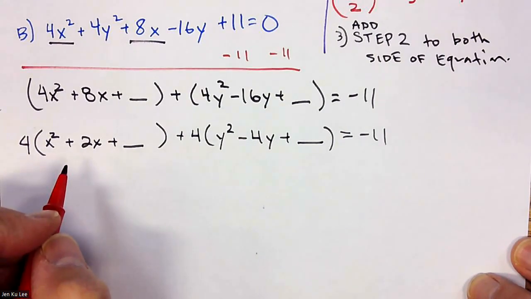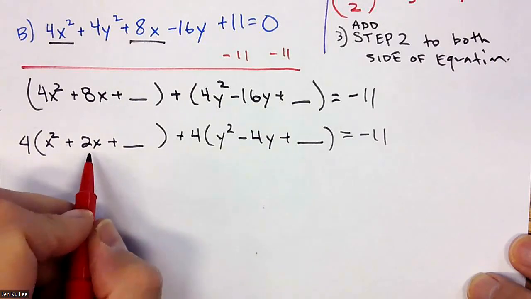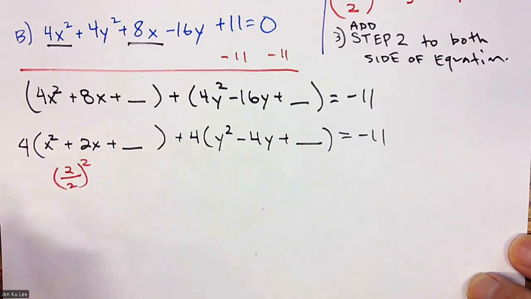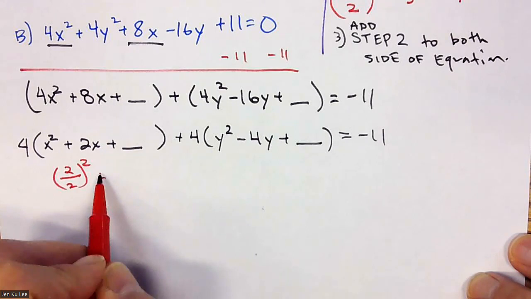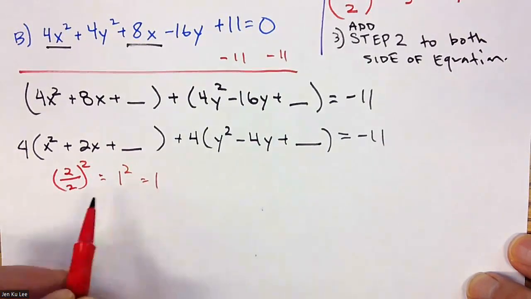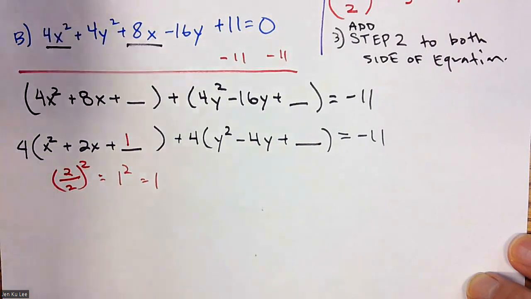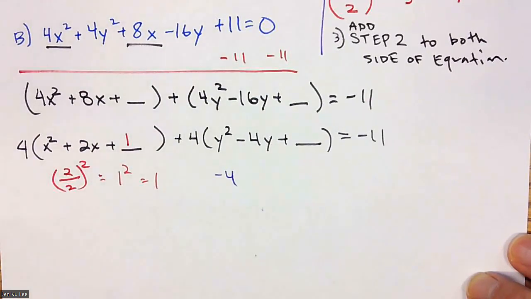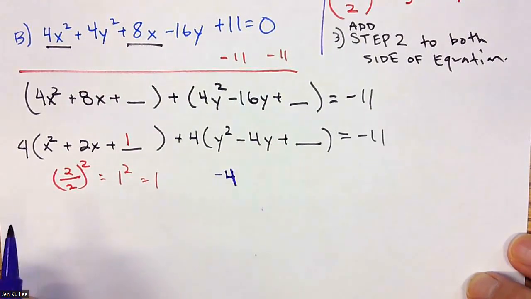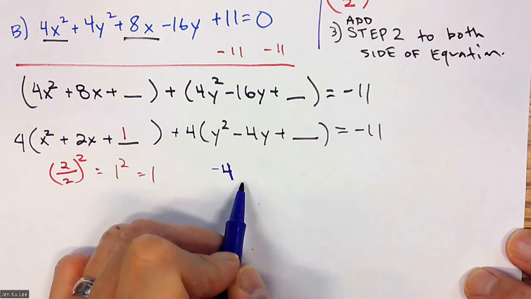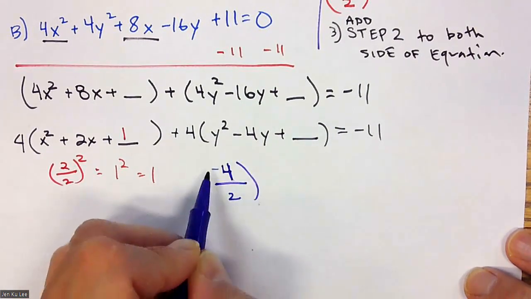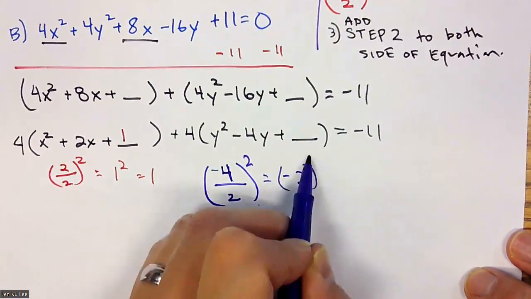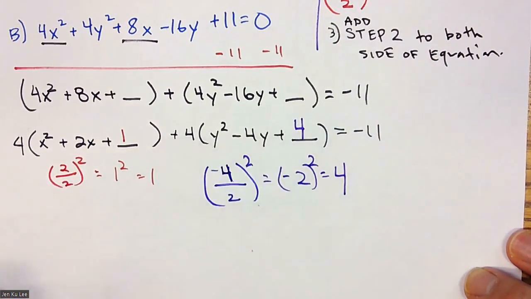So I'm going to get the coefficient of x, the 2, half it, square it, like bop it. 1 squared, which is 1. So I'm going to add 1 here. And then I'm going to get the negative 4, the coefficient of y. I'm going to half it and square it. That'll be negative 2 squared, which is 4. So I'm going to add 4 here.